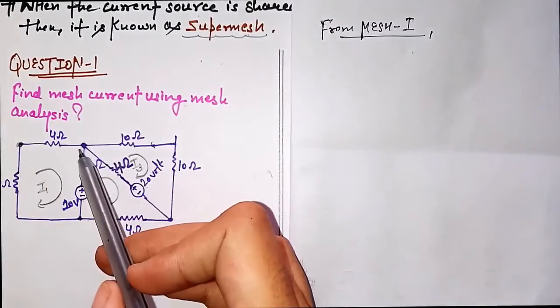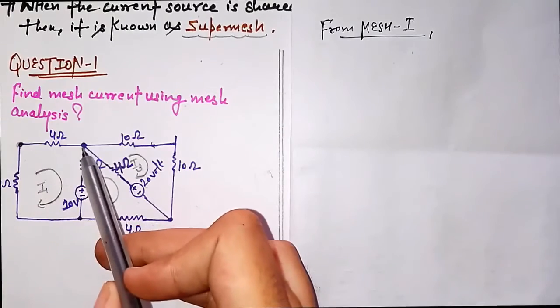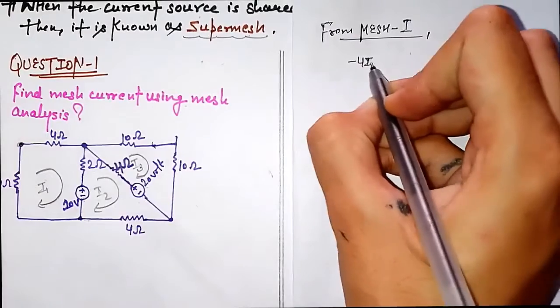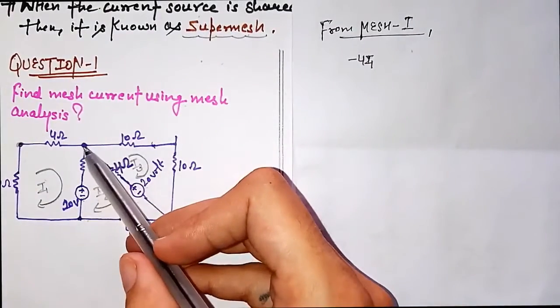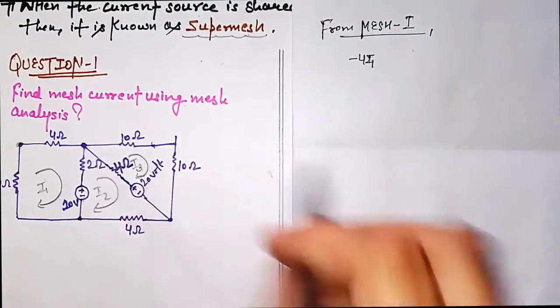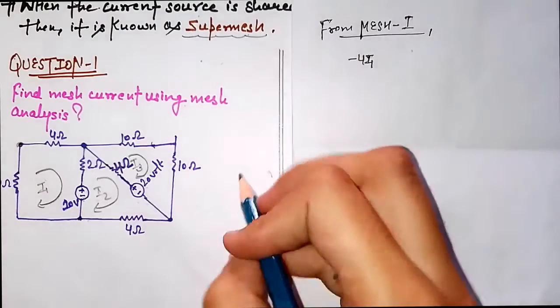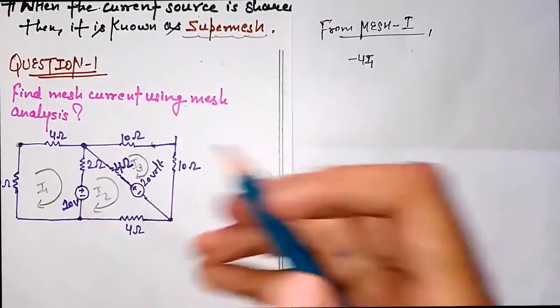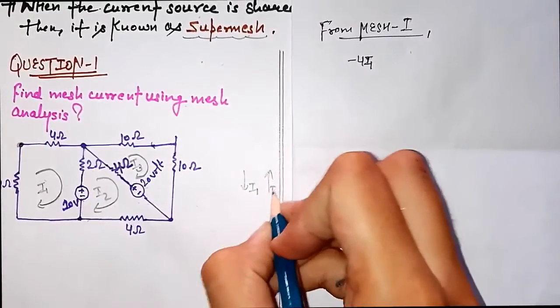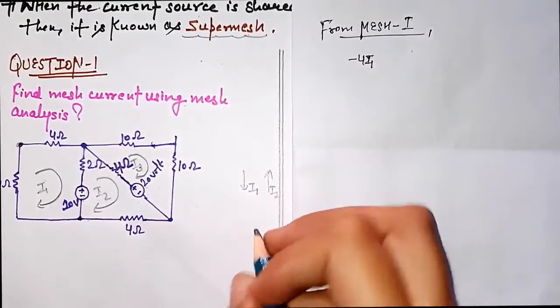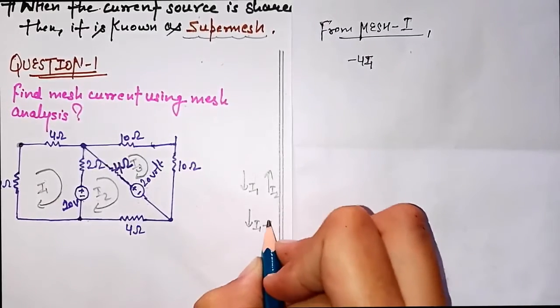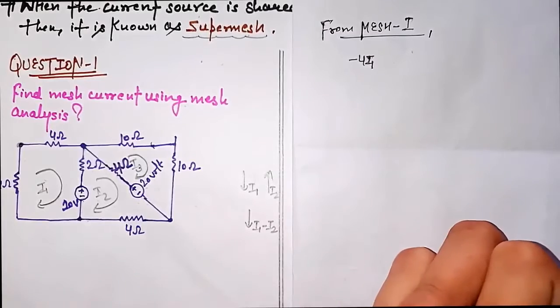I1 is flowing in this direction. Our loop direction is also in this way. So, minus 4I1. Now we came to this. I1 is flowing in downward direction, and I2 is flowing upward. I1 is greater than I2. Thus, the net current is flowing in this direction and the net current is I1 minus I2.